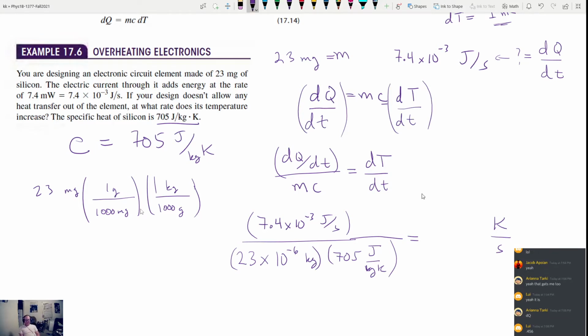That's what I got too, Louis. 0.456 kelvin per second. Now, if you think about this, this quantity is a massive temperature increase, right? Imagine something increasing its temperature at half of a degree every second. After 2 seconds have passed, it's increased its temperature by 1. After 100 seconds have passed, it's increased its temperature by 50 degrees Celsius.